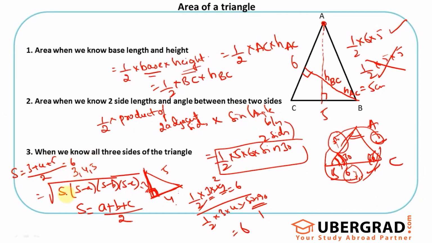Using this formula, it will be the square root of S, which is 6, into 6 minus 3, S minus A, 6 minus 3 is 3, 6 minus 4 is 2, and 6 minus 5 is 1. So this will be the square root of 6 into 3 into 2 into 1, which is the square root of 36, that is 6, which is the answer, right? You're getting the same answer. It's just about what information is being given so that I can apply the relevant formula to get the area of the triangle.